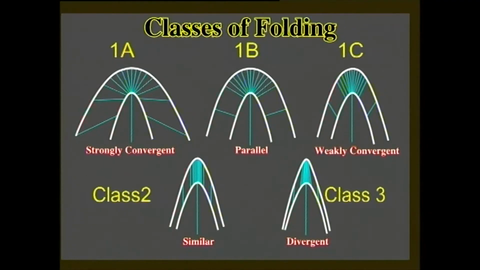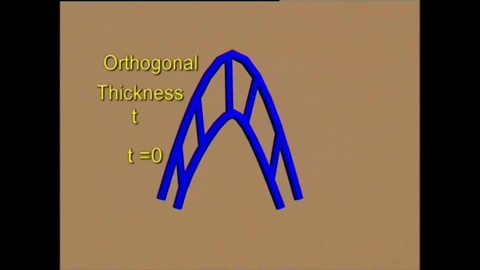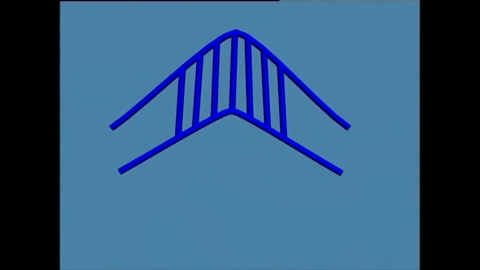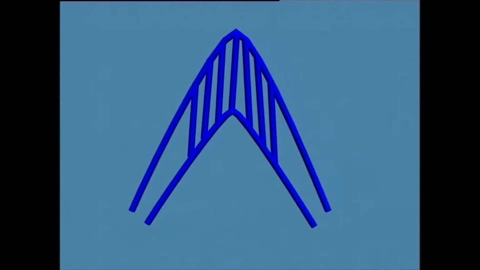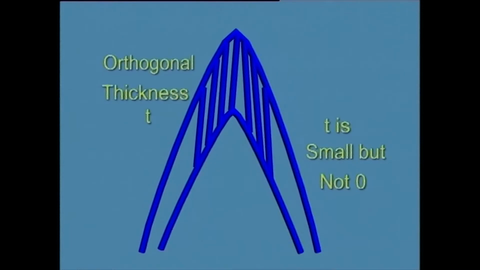In case of class 2 folds, the orthogonal thickness is maximum at the hinge and becomes gradually less and less until the dip of the limb becomes 90 degrees, where it becomes 0. In case of class 3 folds, the orthogonal thickness is again maximum at the hinge and becomes smaller and smaller on the limbs, but it never attains 0.